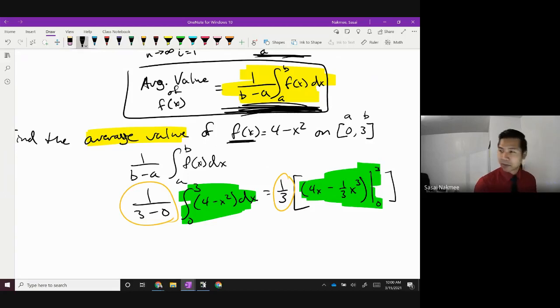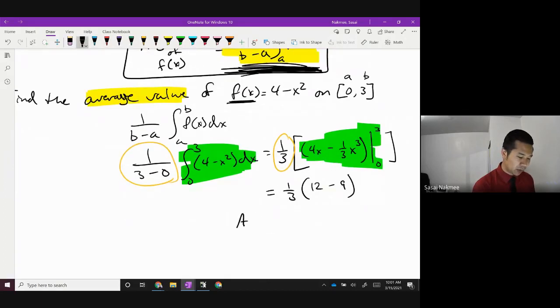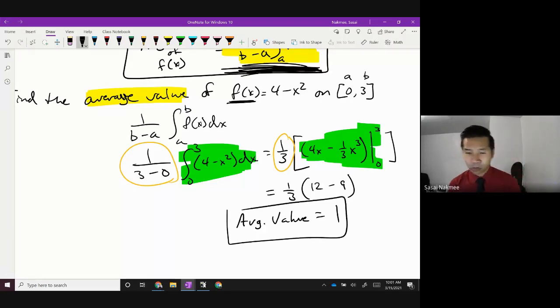What would this come out to be? This would be 1/3 times 4 times 3, which gives me 12, minus 3 cubed is 27 divided by 3 is 9. And when you plug in 0, you just get 0, so I'm not even going to bother plugging in the 0 because it just cancels out to 0. When you simplify this out, we find that the average value is 12 minus 9 is 3, 3 times 1/3 equals 1. And that's the answer right there. The average value is 1.